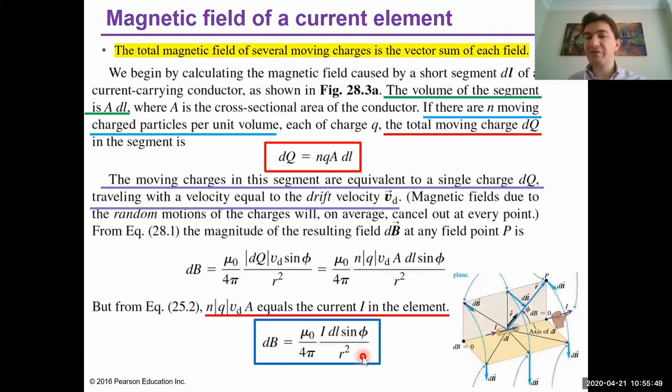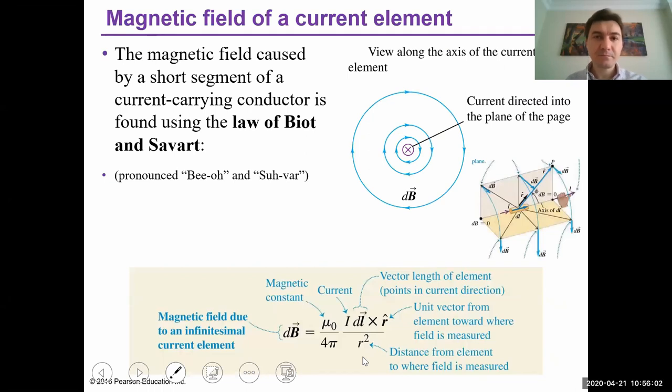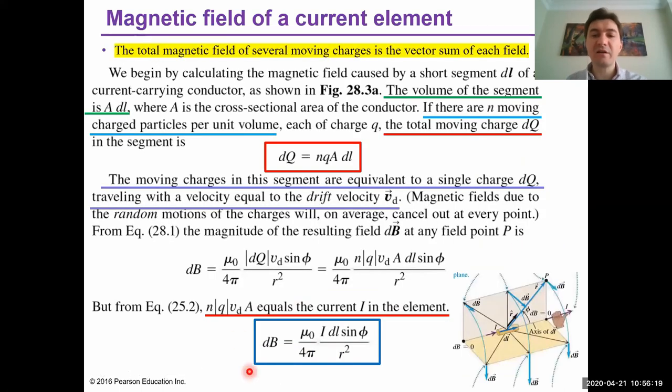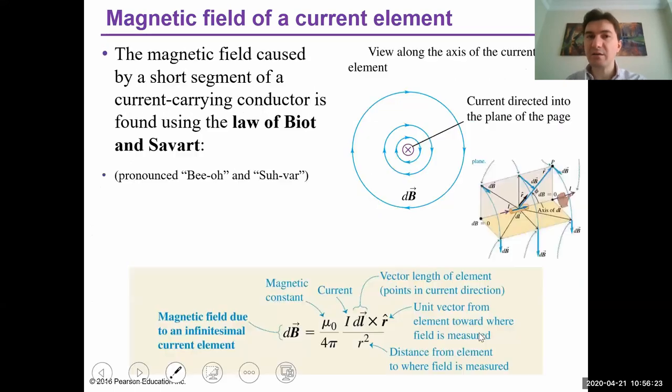Do you have any questions here within that calculation? Then let's continue. Here we have a current element, and the length of that current element is given by dl, and I would like to calculate dB. We have already calculated it. So what about the direction of the magnetic field produced by that current element?